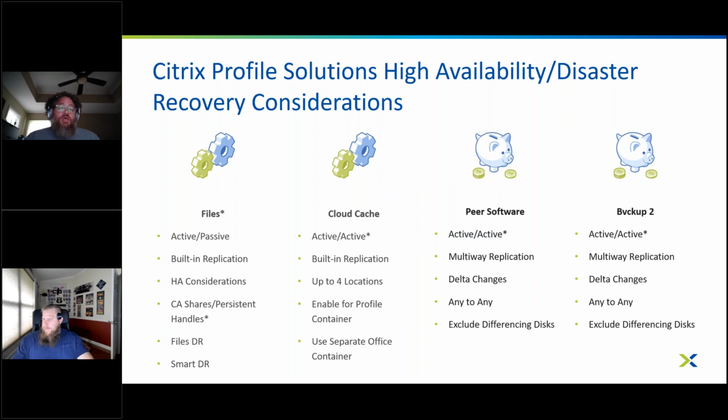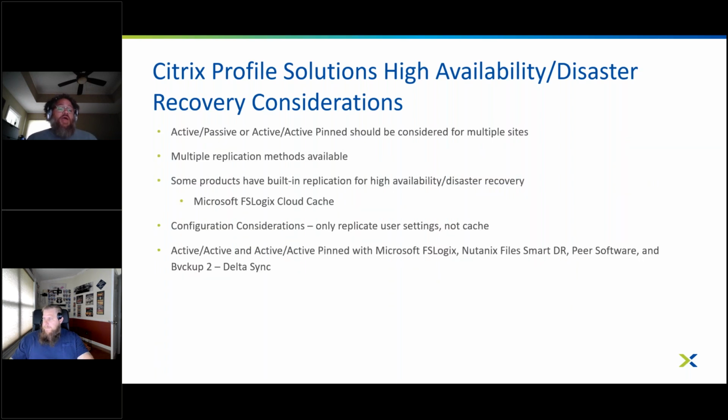Okay. So next thing here, active passive or active pin. If you're doing multi-site, that's probably your consideration. Active is nice, and some do it. But for true active, you're going to need something like Cloud Cache or Backup 2. And depending on your connection between the sites and how you're replicating, there may be some delay of that data if you're doing a true active scenario.